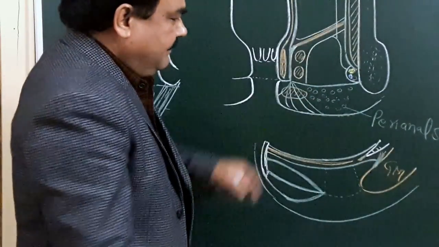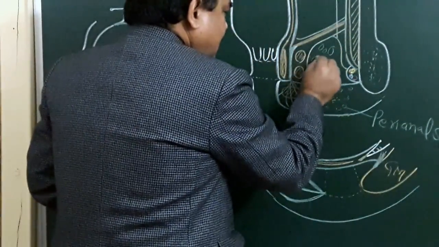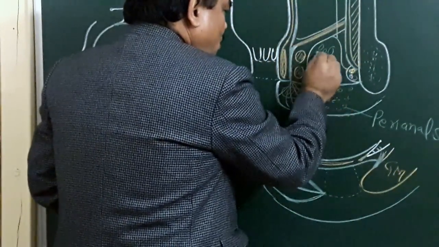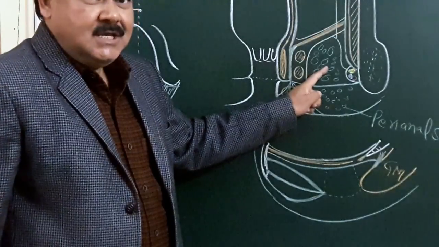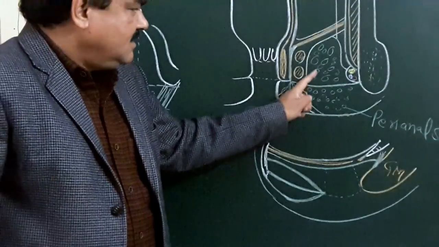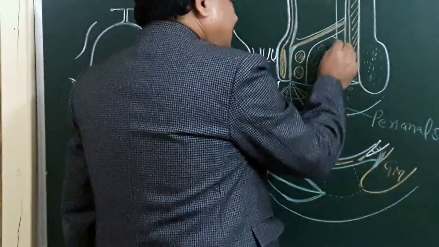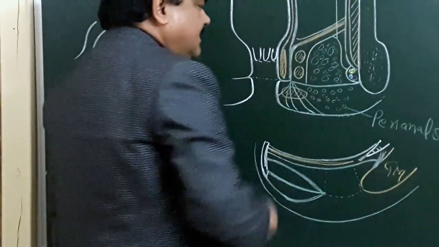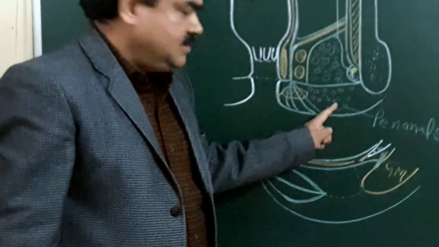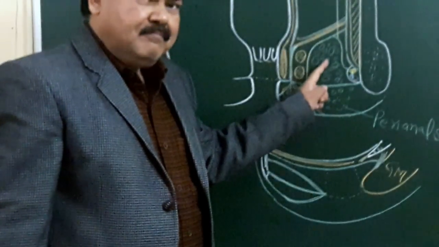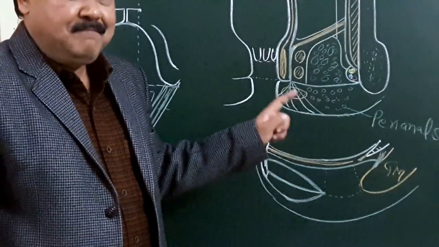And another space is this space. Here, fats are loosely arranged. This is known as the ischiorectal space. If infection in this space occurs, it becomes less painful in comparison to this, because here, fat is loosely arranged, whereas there, fat is tightly packed in loculi.